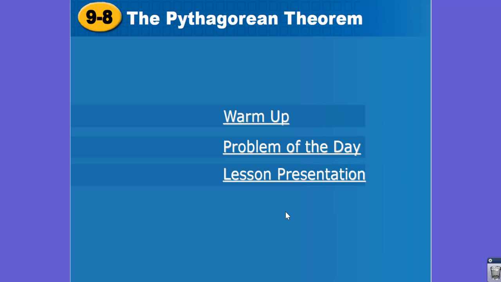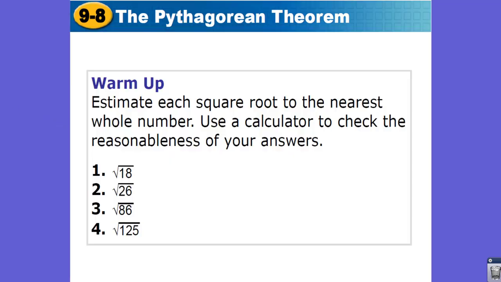Today, class, we're going to talk about the Pythagorean Theorem. But in order for us to do that, there is one prerequisite that we have to know. We have to know how to calculate square roots. So what we're going to do here, it says estimate each square root to the nearest whole number.